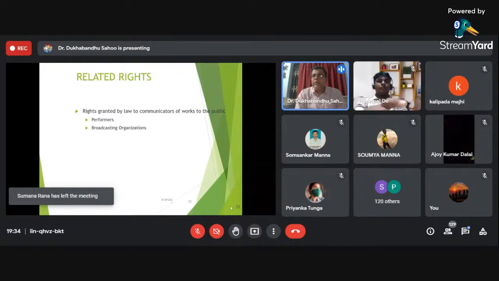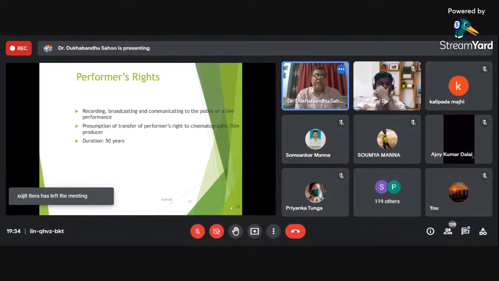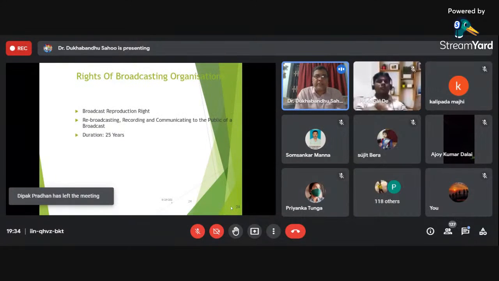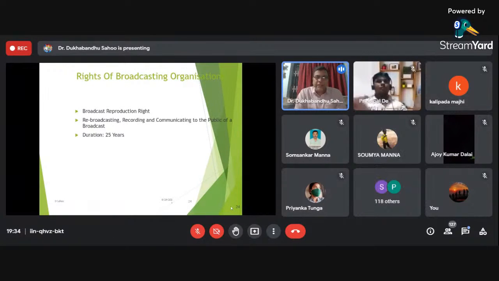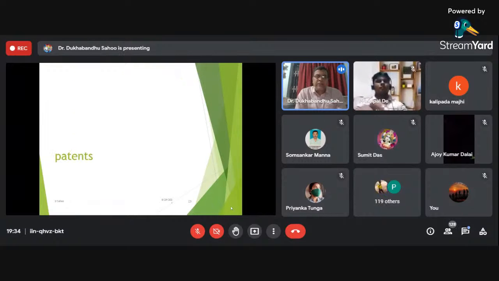Then what are the related rights? Rights granted by law to communicators of works to the public, like performers, broadcasting organizations. For them, actually, rights are also given. So what is there for the performers? Recording, broadcasting, and communicating to the public of a live performance, and the transfer of performance right to cinematographic film producers. These rights are for 50 years, actually. Broadcast reproduction rights are given for 25 years.